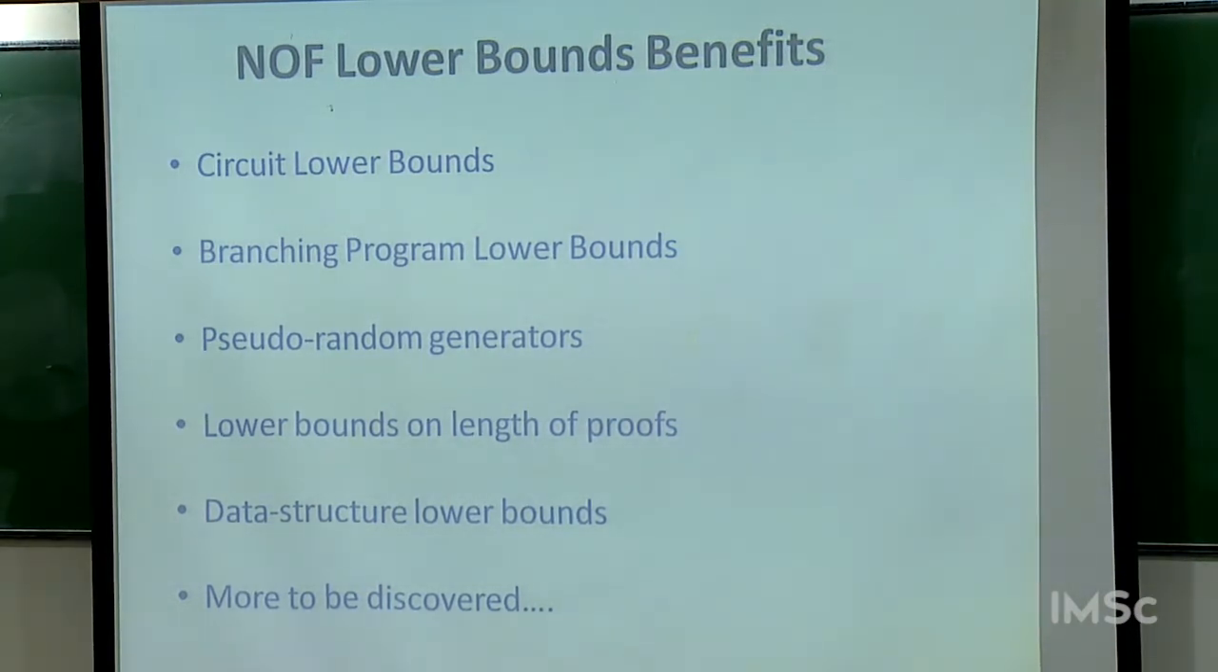This was the reason why, in fact, the Chandra, Furst and Lipton paper looked at this model. Other applications include pseudo-random generators, lower bounds on lengths of proofs in proof complexity, and recently data structure lower bounds, and there are more to be discovered. I'm sure there are many other situations where this number on the forehead model would arise naturally.